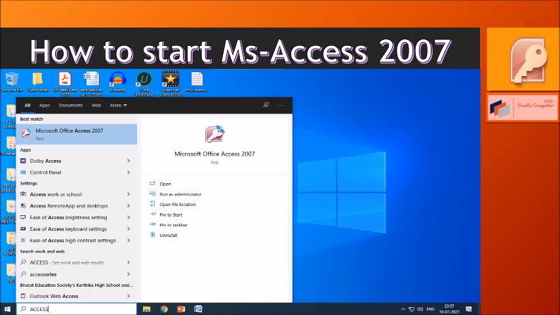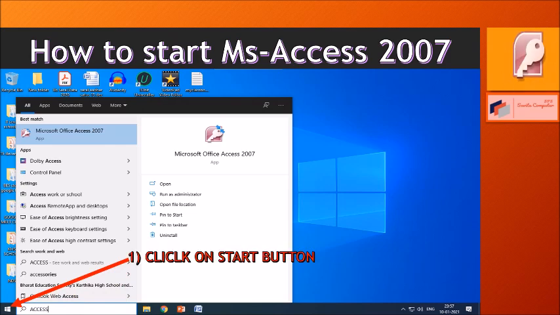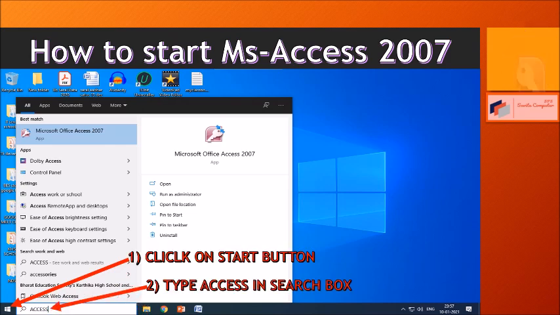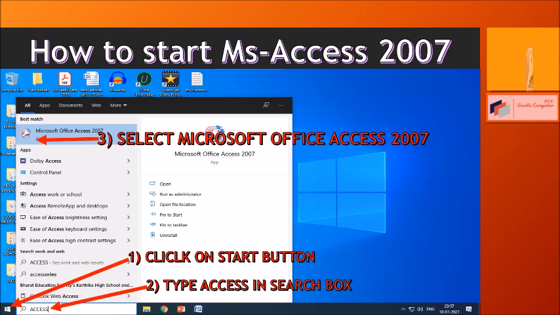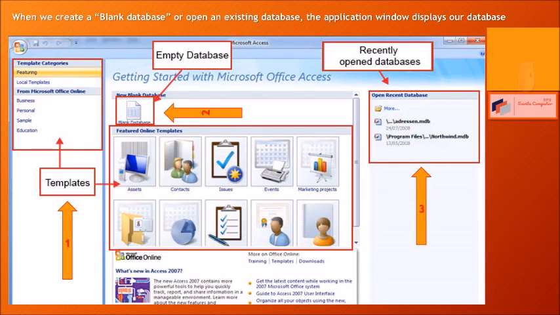Now let us see how to start MS Access 2007. 1. Click on Start button. 2. Type Access in the search box. 3. Select Microsoft Office Access 2007. When we create a blank database or open an existing database, the application window displays our database.